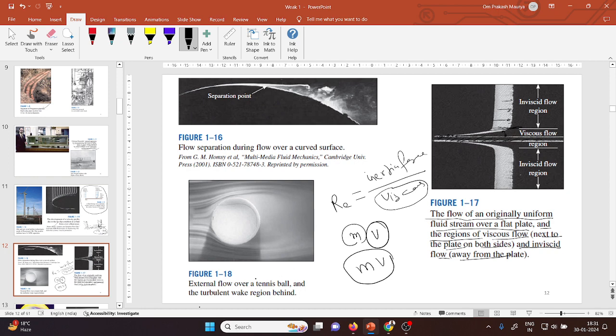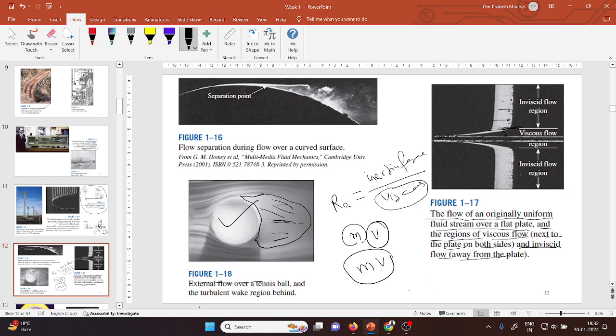Now here it is a very important thing. You can also see the external flow over a tennis ball and the turbulent wake region behind it. So this is the wake region behind your tennis ball. These things you should always remember, because lots of flow characteristics happen here. Where it is applicable, you can just visualize.